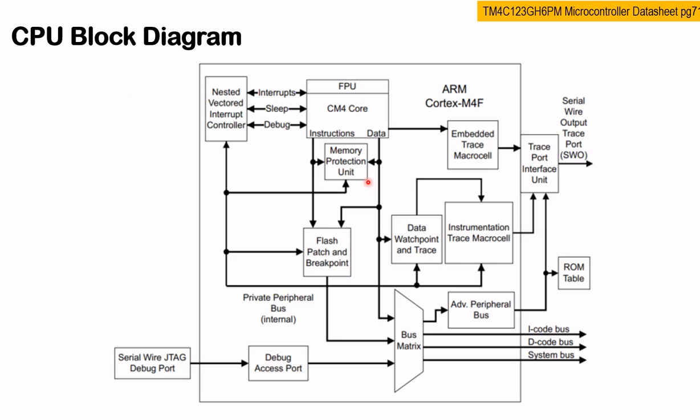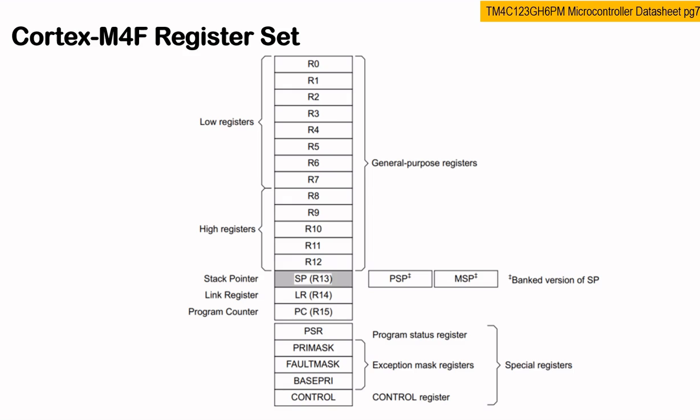Now, before I go any further, I would like to explain very briefly what registers are. Here is a CPU block diagram. I've taken this diagram from the TM4C123GH6PM microcontroller datasheet, and it's on page 71. And I'd like to highlight this part. This is the Cortex M4 core, the CPU. And the registers are stored there.